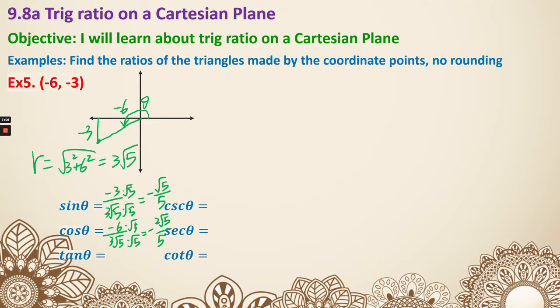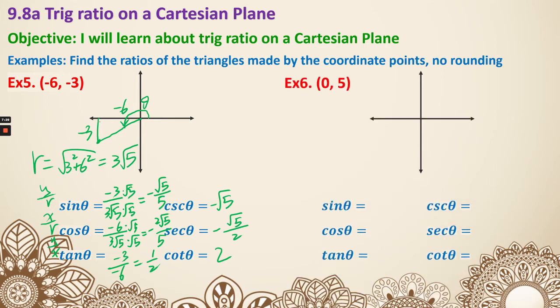Tangent, y over x, so negative 3 over negative 6, which is, flip for the other 3. This is going to be negative square root of 5, negative square root of 5 over 2. Again, you can also think of it as y over r, x over r, and y over x. That's the words.